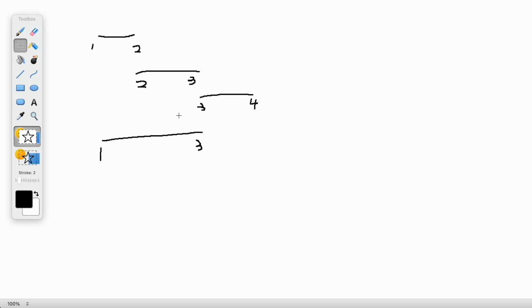Is that correct? No, of course not. You can see that 2, 3 and 1, 3 are overlapping. So what's the problem here? The problem is that we didn't sort our intervals. We should sort our intervals by their ends.